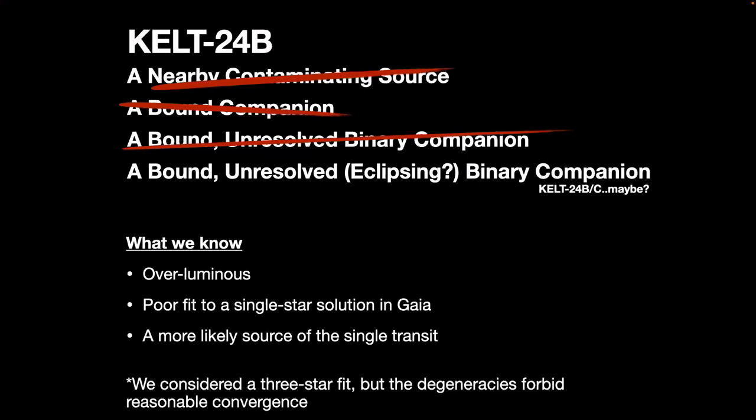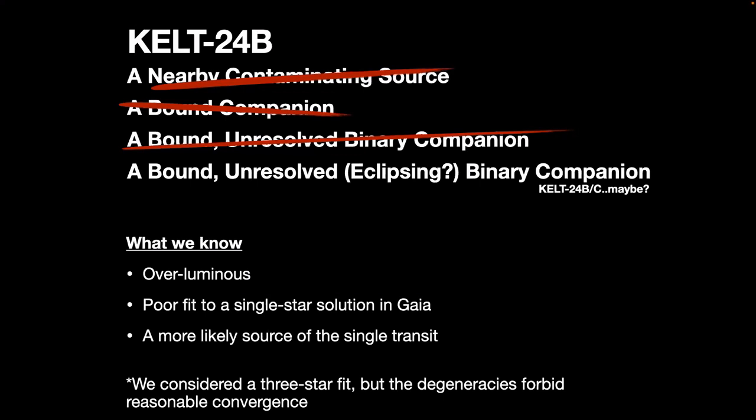We also did, in the analyses that I'll describe just after this, consider a 3-star fit where we tried to go one step further than the analysis Rodriguez et al. did, and consider the fact that this bound source was actually 2 stars. But since we don't have any resolved photometry of that, it sort of introduced way too many degeneracies that really forbid reasonable convergence in our MCMC.